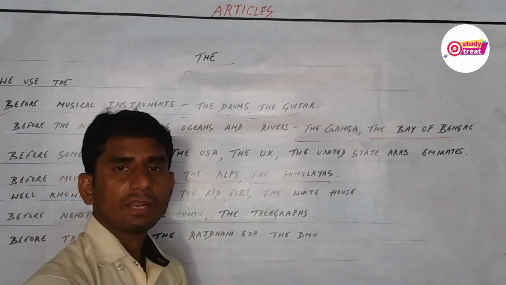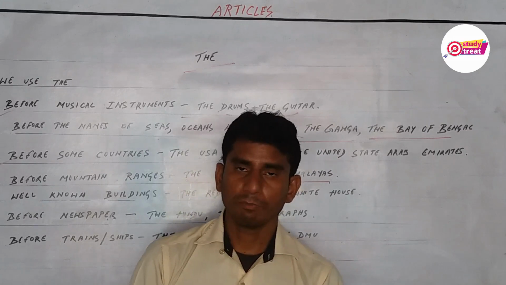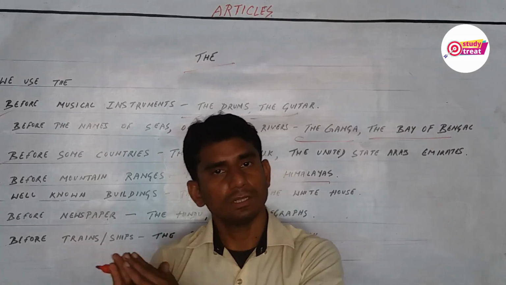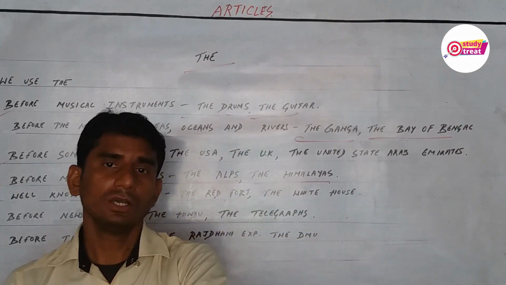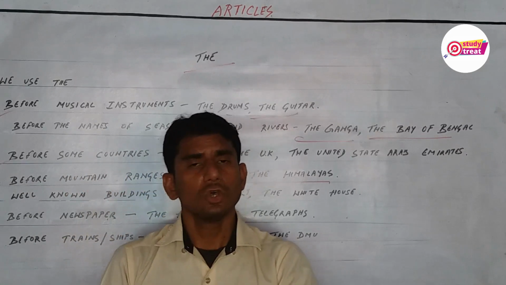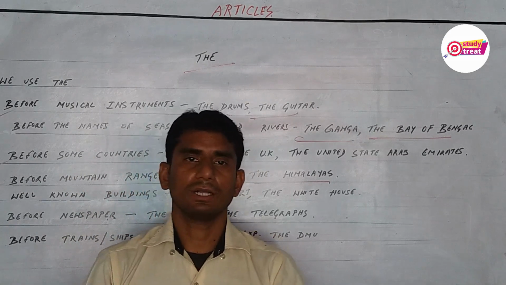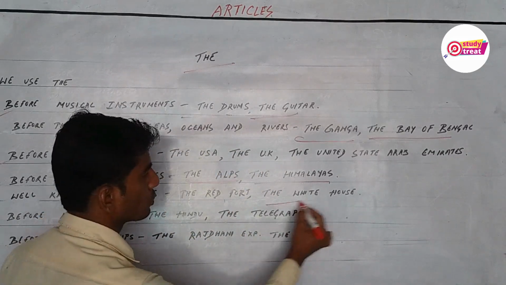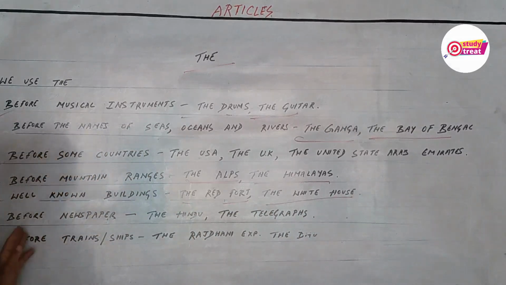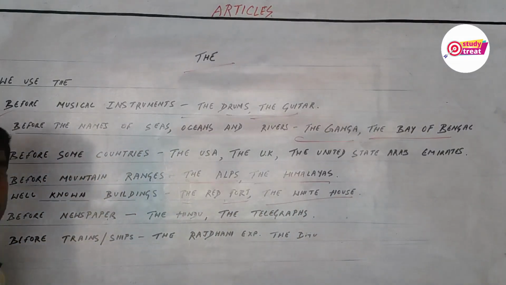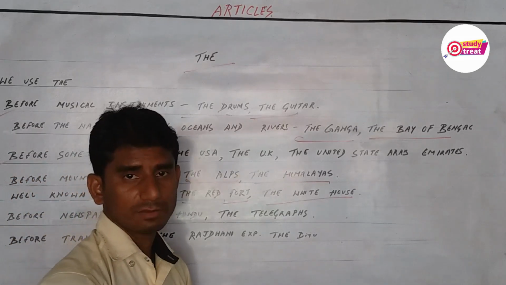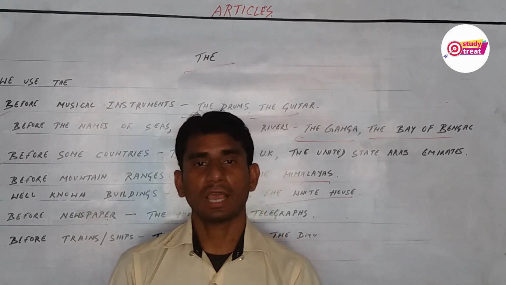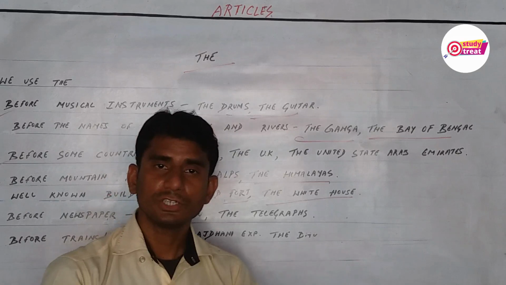Well-known buildings. That means you can even say historical monuments. Before any historical monuments, we use the. For example, Taj Mahal. Taj Mahal is a historical monument. So we can use here the Taj Mahal, the Red Fort, the Jama Masjid, the White House. Okay? Now, go to the next one. Before any newspaper in English or magazine in English, we use the: the Hindu, the Telegraph, the Times of India, the India Today.